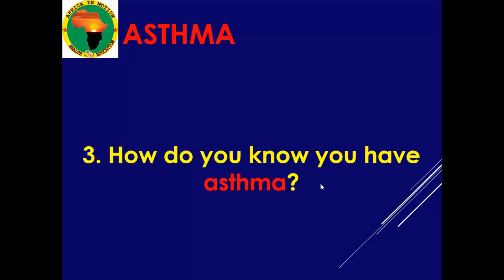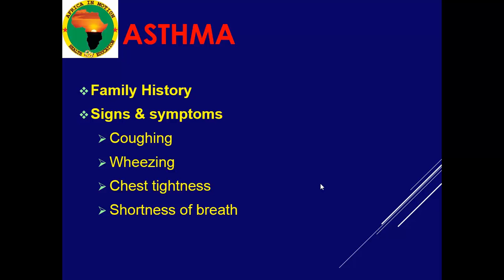Okay, so when we start on the diagnosis of asthma, normally you have to start with the family history. The family history will tell you whether this patient might be having asthma or not, because we saw in part 1 that asthma is a genetic condition.